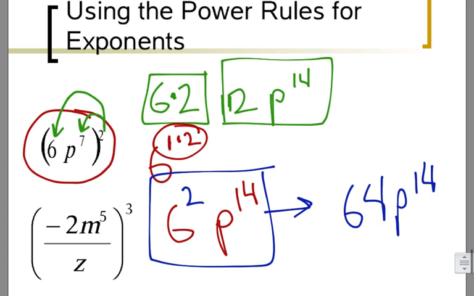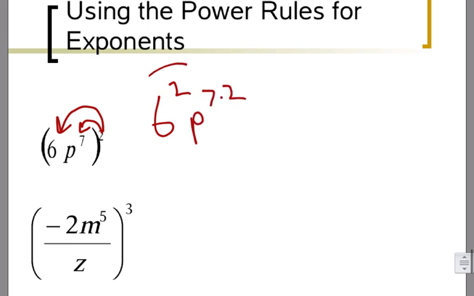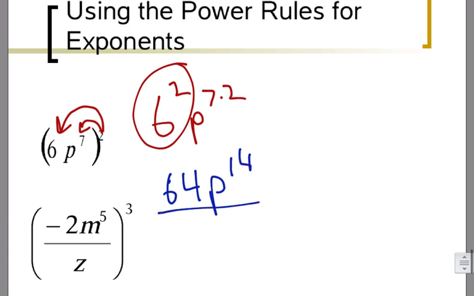So let me back up. When you distribute the 2, I want to get 6 squared and then distribute it to the 7th, so I get p to the 7 times 2. That would be the first way, the way that you should do it without making that first mistake I was showing, where you multiply the 6 and the 2. So I get 6 squared, and I get 36 p to the 7 times 2, which is 14. So this would be your direct way of getting your correct answer.